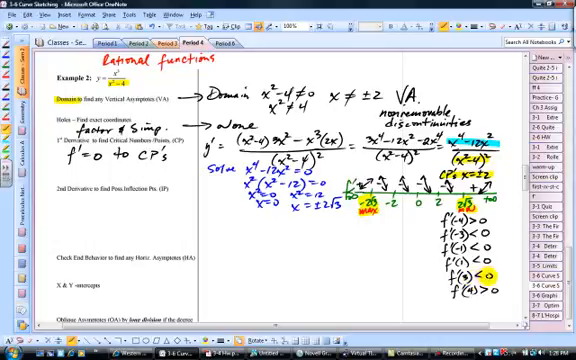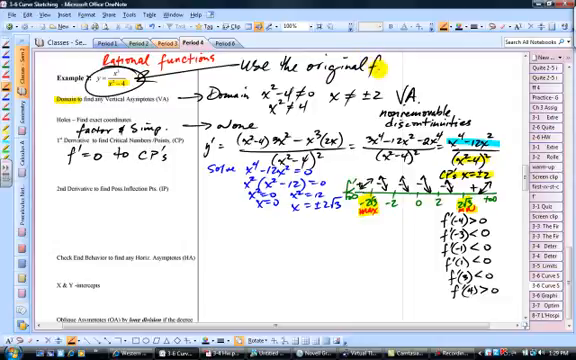So what I need to do now is find the exact extrema, and to do that I have to evaluate the function at 2 root 3 and at negative 2 root 3 and see what happens. Which means I have to substitute back into the original function to find the extrema. So use the original function to find extrema.